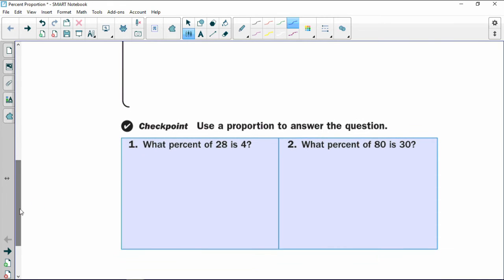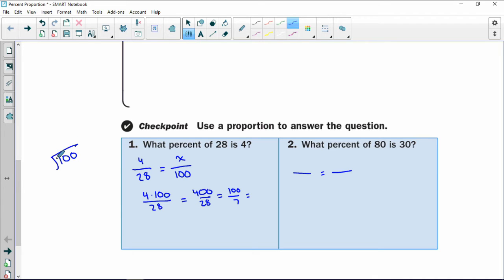So, see if you can set up a proportion for numbers 1 and 2. A proportion is when two fractions are equal. Here, what percent of 28 is 4? I can multiply 4 times 100 and divide it by 28 to get my answer. 400 divided by 28. Well, I know they're both divisible by 4, so I could really be doing 100 divided by 7.